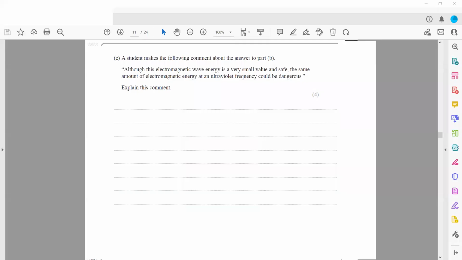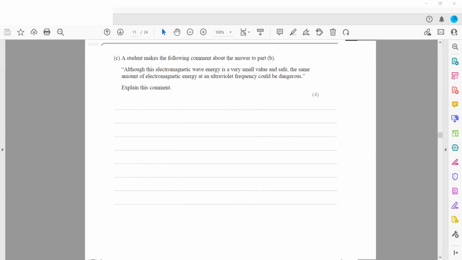The continuation, this is part C. For the question, a student makes the following comment about the answer to part B: although this electromagnetic wave energy is a very small value and safe, the same amount of electromagnetic energy at an ultraviolet frequency could be dangerous. Comment on this.